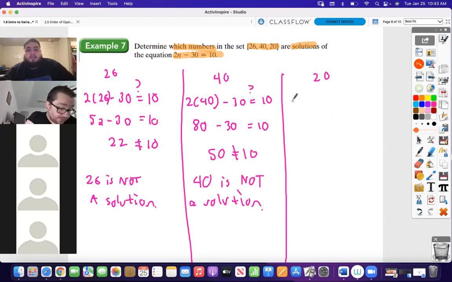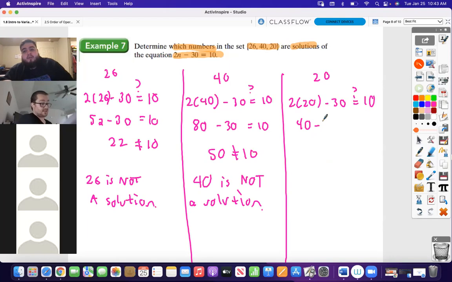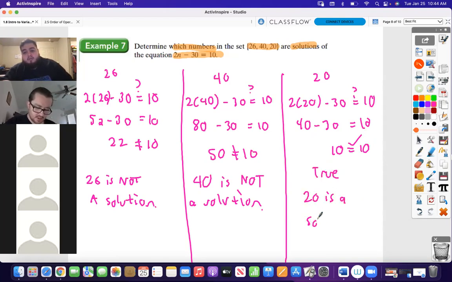And then 20, same thing. So it'll be 2 parentheses 20 minus 30 equals 10, question mark. 2 times 20 is 40 minus 30. 40 minus 30 is 10. 10 does equal 10. That's true. So this 20 is a solution. Now the key word for these, I want you to write the word false for the first 2 examples here, because it's not a true statement, right? Thank you, Jacob, for the heads up.